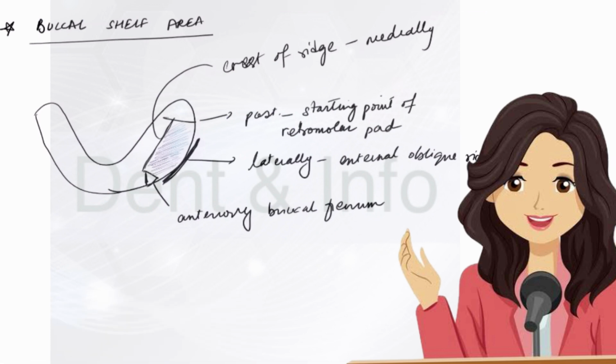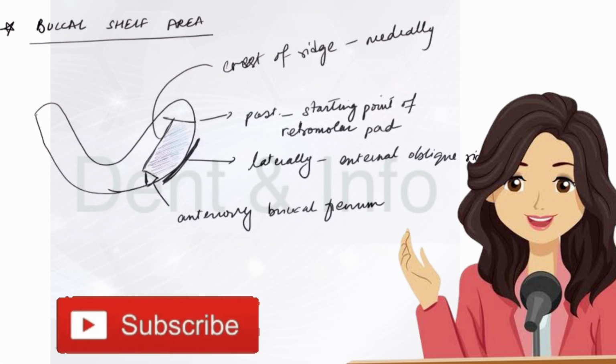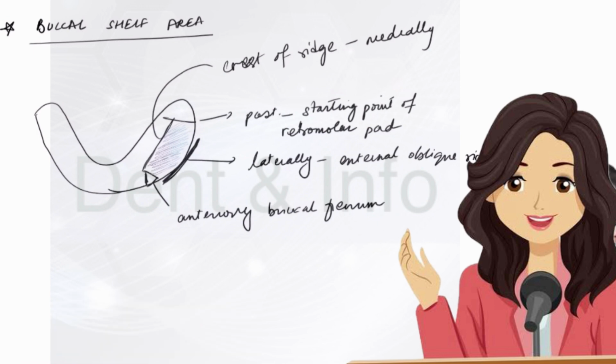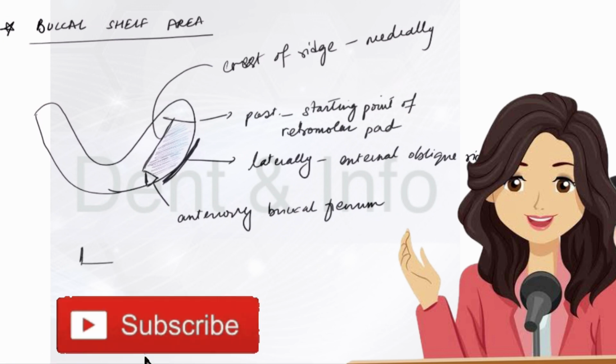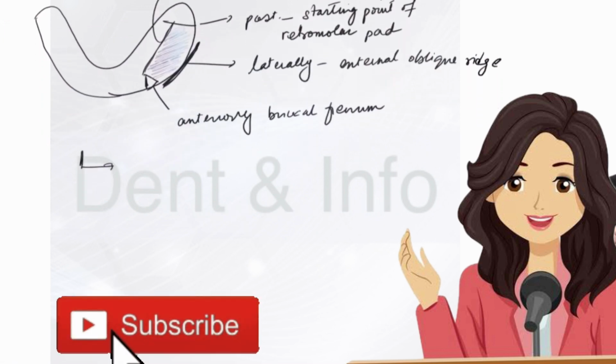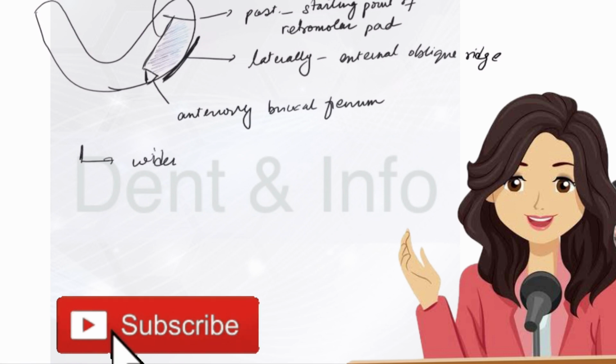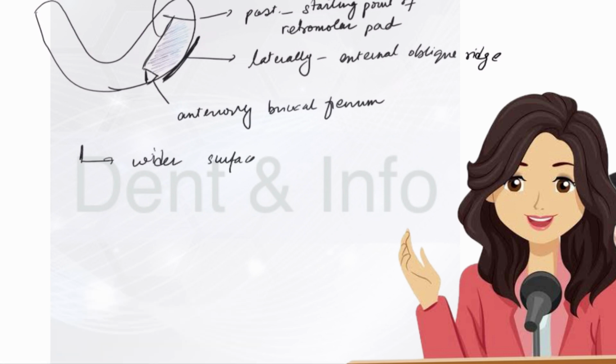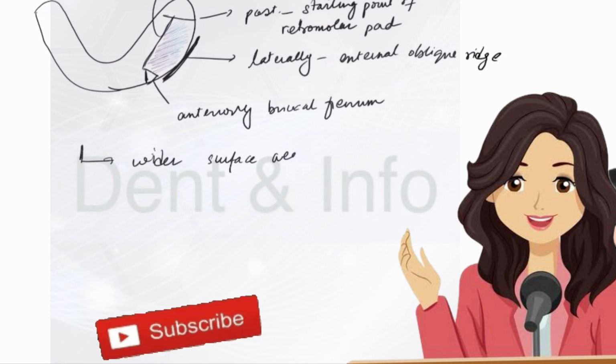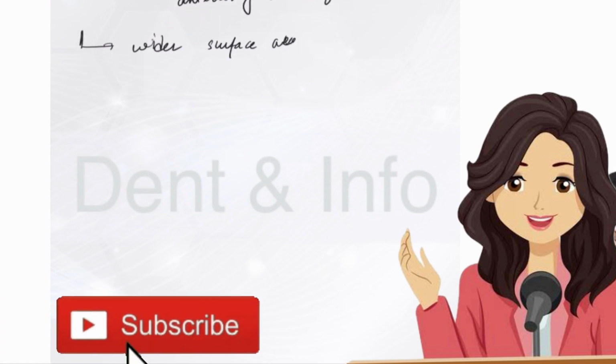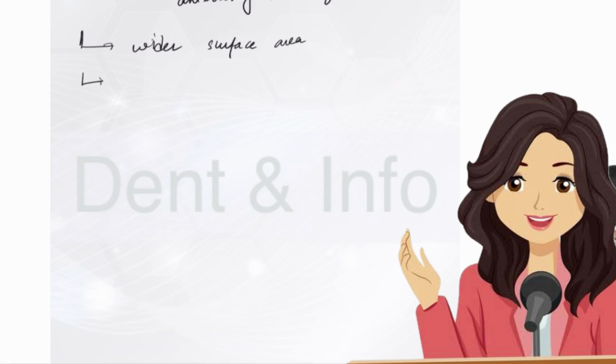Now the buccal shelf area is considered to be a primary stress-bearing area. The reason for that is what? There are multiple reasons that favor it, and multiple reasons that go against it, yet we consider it a primary stress-bearing area. So what are the favorable reasons? First is wider surface area. So you have a lot of surface area that helps you with the dissipation of forces.